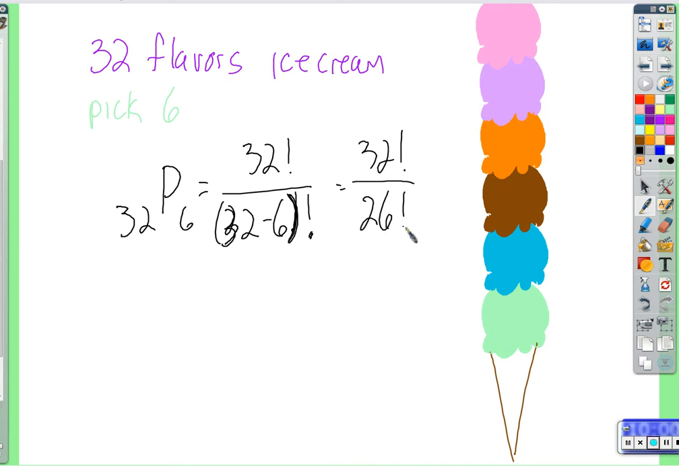26 factorial. So this 26 factorial is all the factors, 26, 25, 24, all the way down to 1. That's going to cancel all the 26 through 1 of the 32 factorial, leaving just 32 times 31 times 30, just 6 positions.